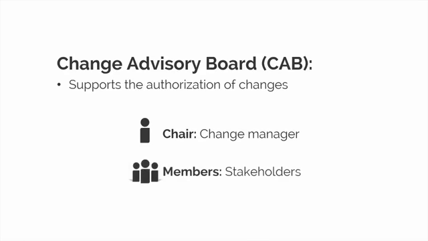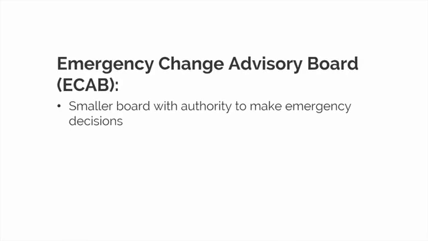Now, when the need for an emergency change arises, which means there may not be enough time to convene the full CAB, then it's necessary to identify a smaller board with the authority to make emergency decisions. This body is called the Emergency Change Advisory Board, or ECAB.